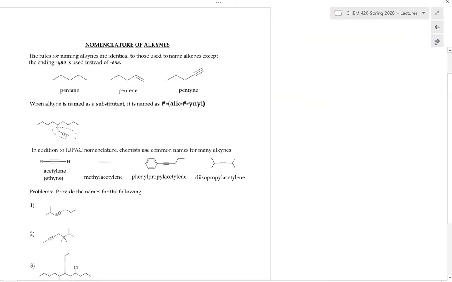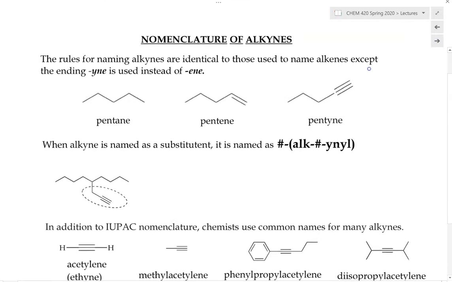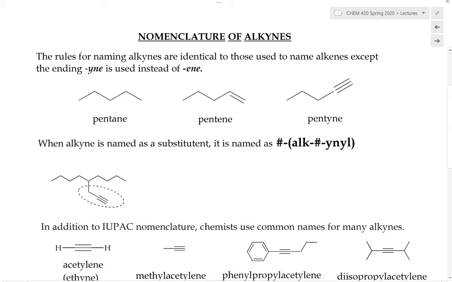And now let's talk about naming of alkynes. So the naming of alkynes is very much identical to alkenes, except that in alkynes it has the -yne ending instead of the -ene ending. And please remember that alkynes actually have lower naming priority compared to the alkene, but higher than the alkane.